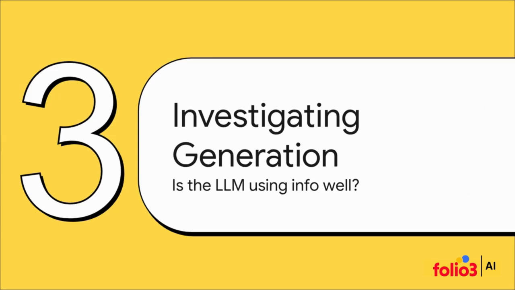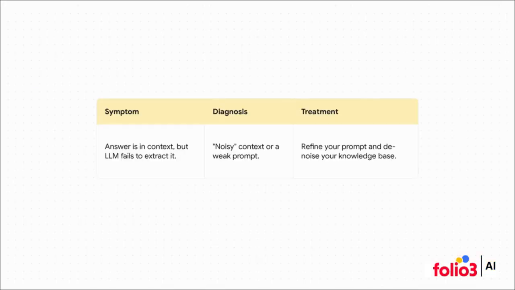So if you've gone through all those checks in part 1 and you're confident that the right information is being found and passed to the LLM, well then your problem has to be here, in the generation stage. The LLM has all the right ingredients, but it's messing up the recipe. This is a classic one. The answer is sitting right there in the context, clear as day, staring the model in the face, but it just doesn't pull it out.